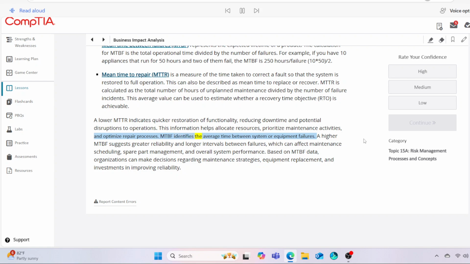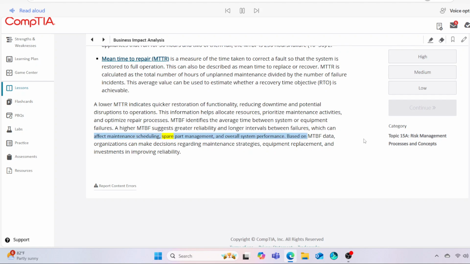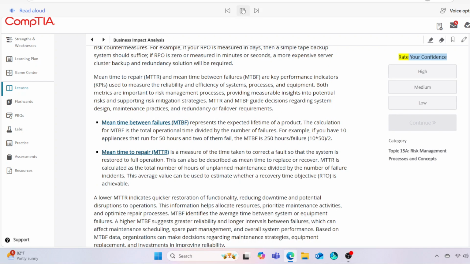MTBF identifies the average time between system or equipment failures. A higher MTBF suggests greater reliability and longer intervals between failures, which can affect maintenance scheduling, spare part management, and overall system performance. Based on MTBF data, organizations can make decisions regarding maintenance strategies, equipment replacement, and investments in improving reliability.